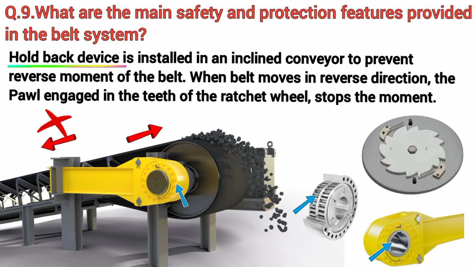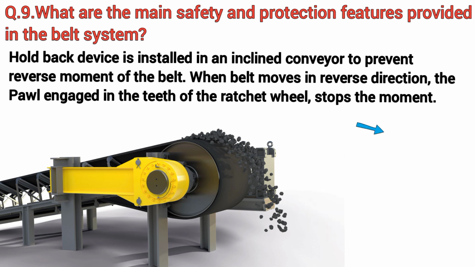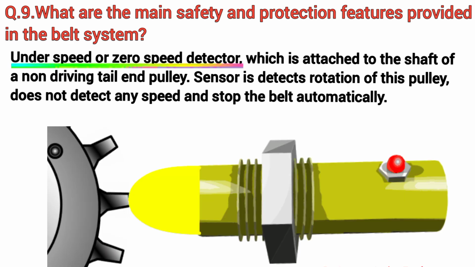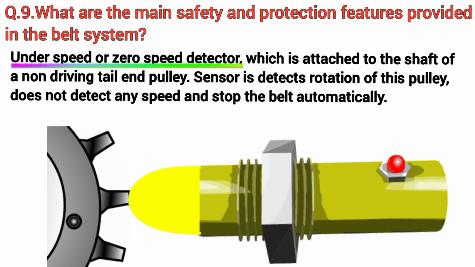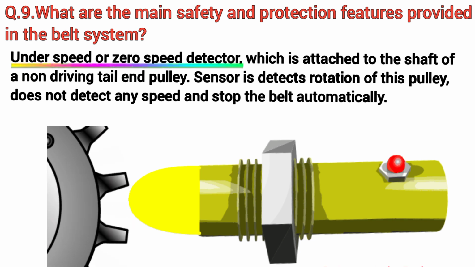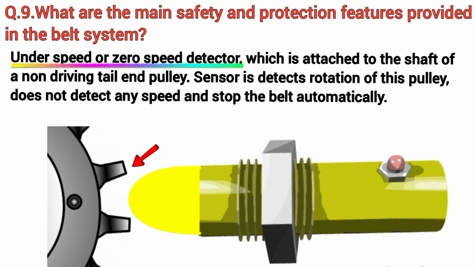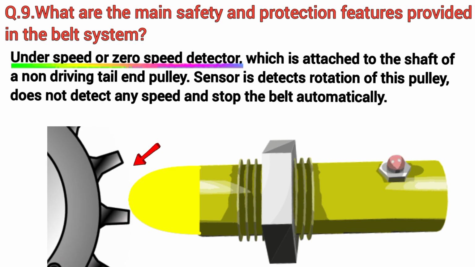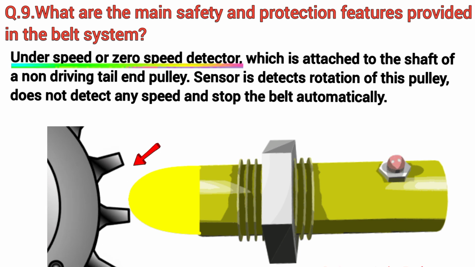Hold back device is installed in an inclined conveyor to prevent reverse movement of the belt. When belt moves in reverse direction, the pawl engaged in the teeth of the ratchet wheel stops the movement. Underspeed or zero speed detector is attached to the shaft of a non-driving tail end pulley. Sensor detects rotation of this pulley; if it does not detect any speed, it stops the belt automatically.